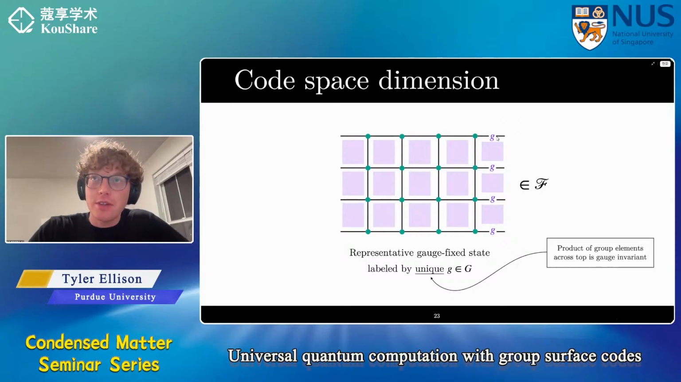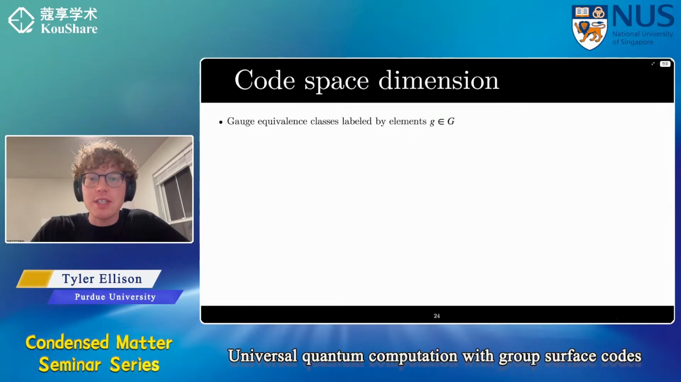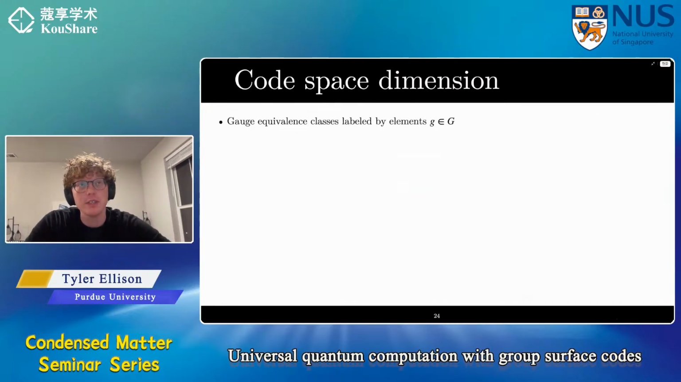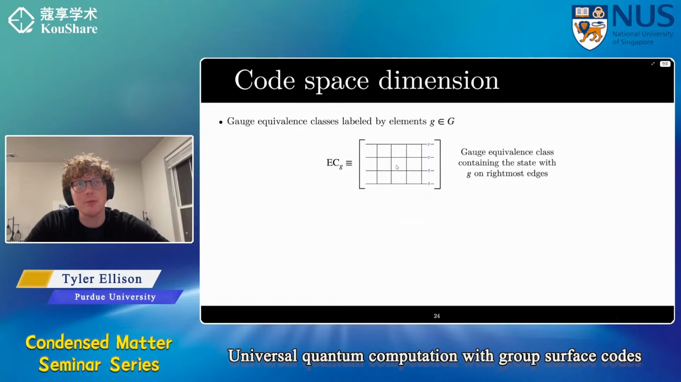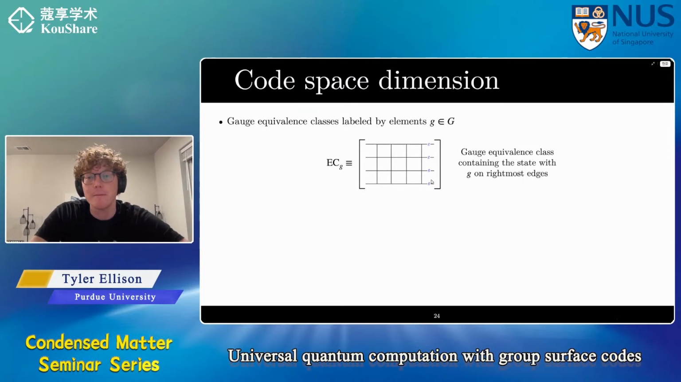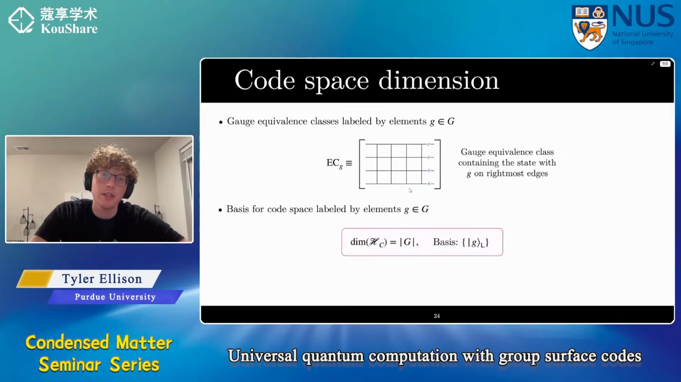So this labeling by G is unique. So you see the gauge equivalence classes are labeled by elements of G. So here's a gauge equivalence class labeled by G. It's represented by this configuration where all the group elements are on the right. This forms a basis. So the dimension of our code space must be equal to the order of G.